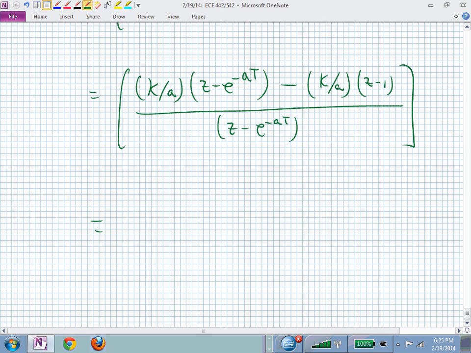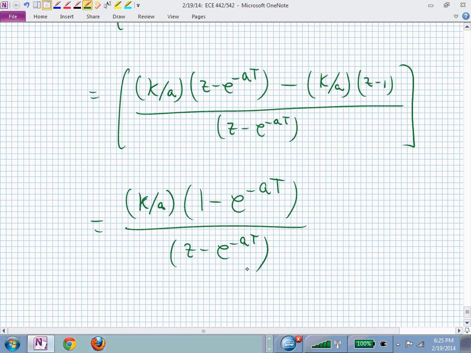Then we have a k over a times a minus e to the minus at, and we have a k over a with a minus times a minus 1. So we have a k over a minus a k over a e to the minus at. Let me factor out that k over a in the numerator. And we now have 1 minus e to the minus at. And downstairs we still have z minus e to the minus at.